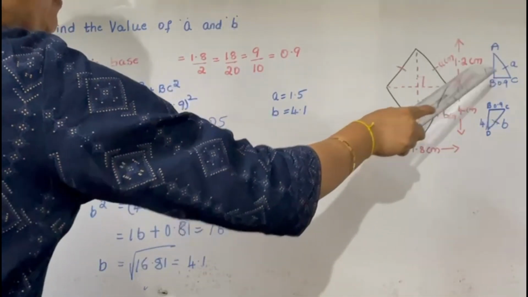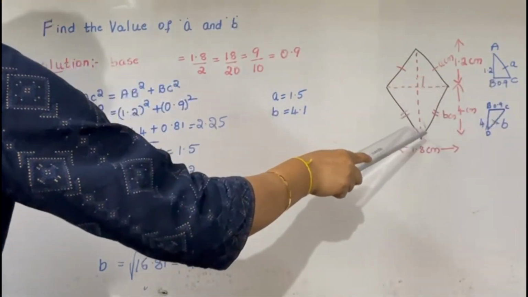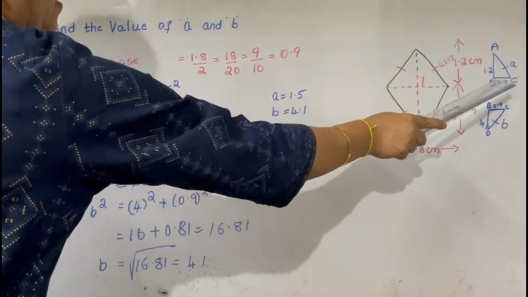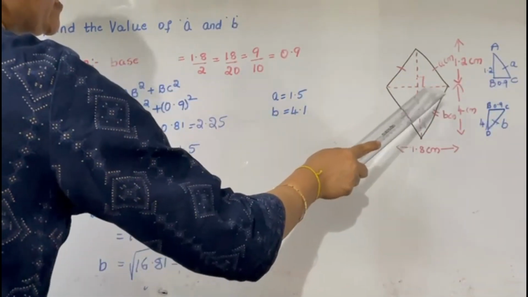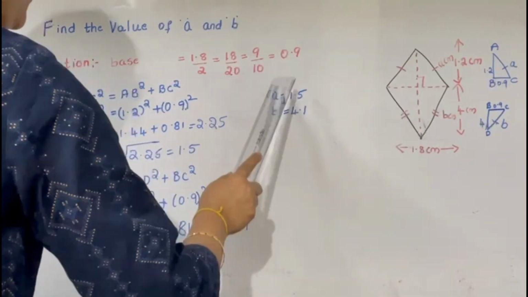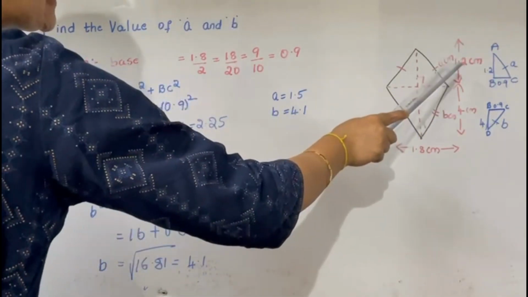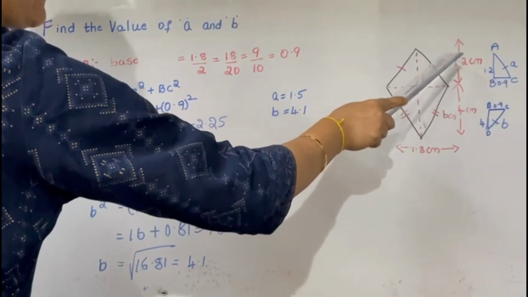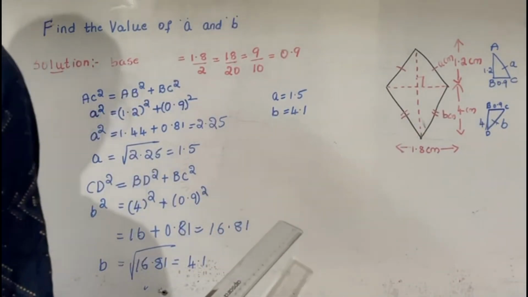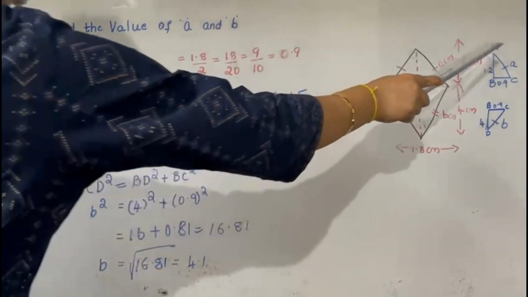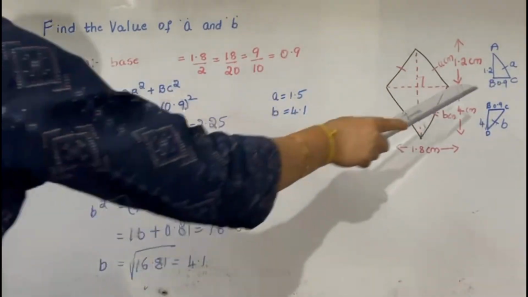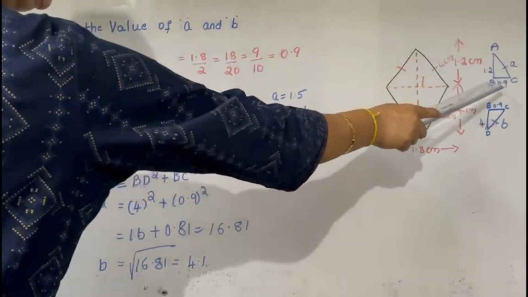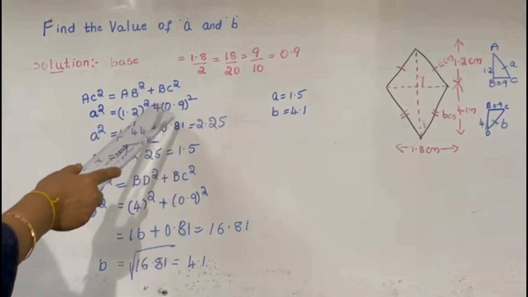So I have written it like this. I have taken this part and written it here: A, B, C. So B and C, as you know, are 0.9. This is 1.2, which means this part is 1.2. You have to find out this hypotenuse part, that is A. Therefore, AC square is equal to, apply the Pythagoras theorem here, AB square plus BC square.